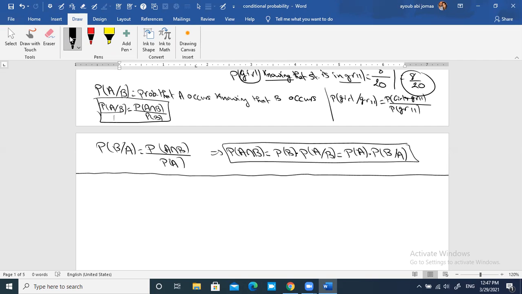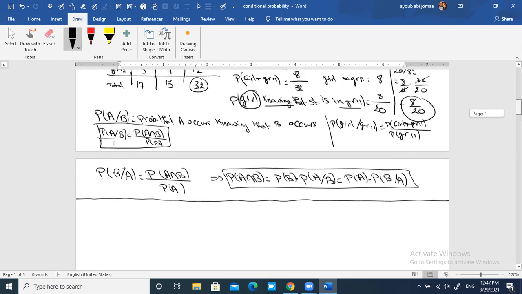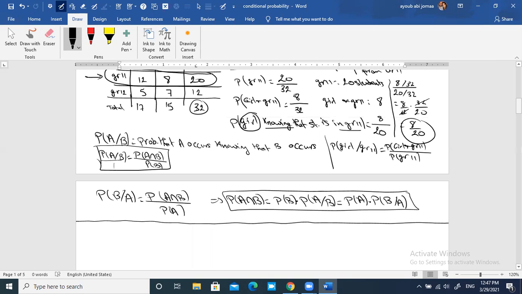Okay? And here, of course, you have to understand the meaning of the event A intersection B. It means that A occurs and B occurs. For example, in our example, A intersection B means the student is a girl and in grade 11, satisfying both events at the same time.